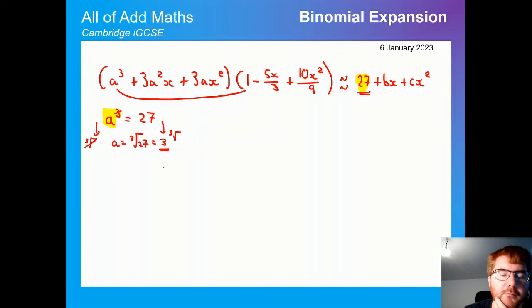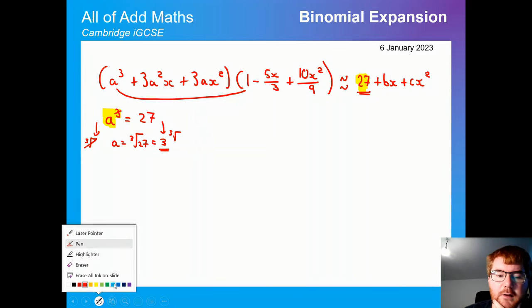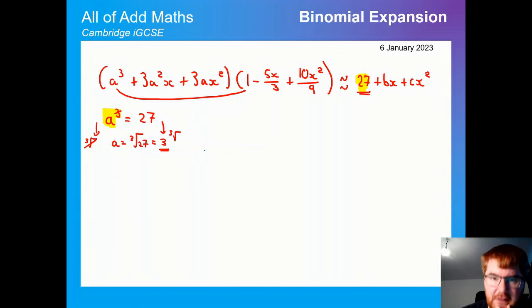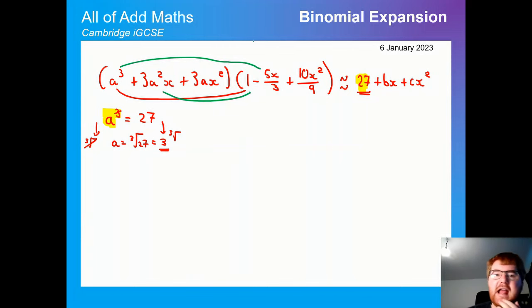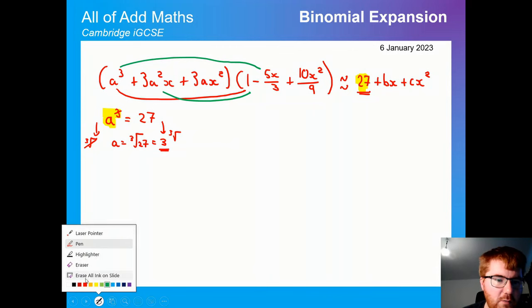Now what gets a bit more tricky here is working out how we generate the x term. Now there's a couple of ways we do this. First of all, this times this gives us an x term, and this one times this one also gives us an x term. Anything else is going to give us either an x squared term or something even higher. So the only way we can generate an x term is this times this and this times this. Right, so let's actually work this out.